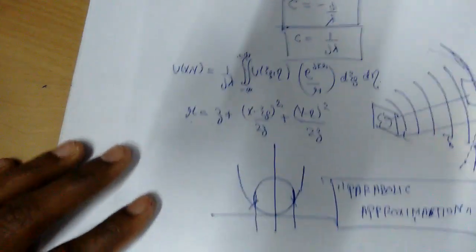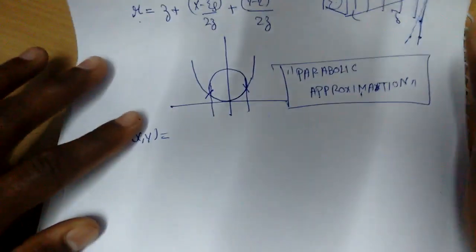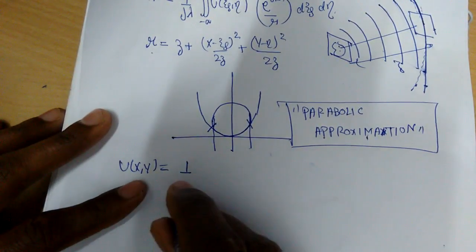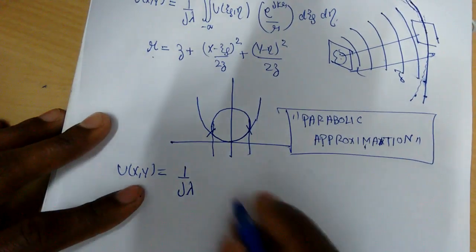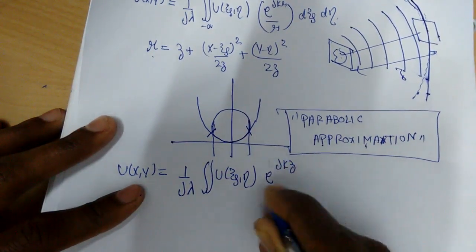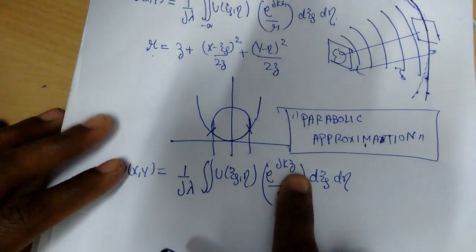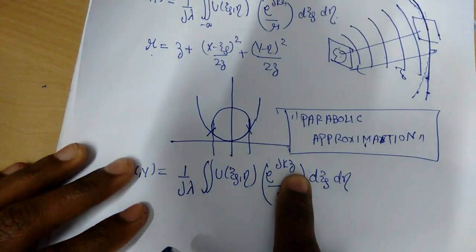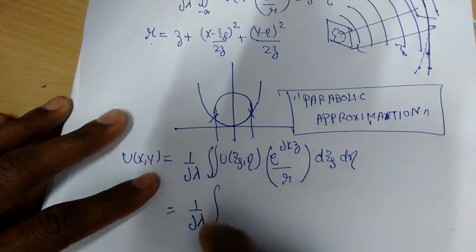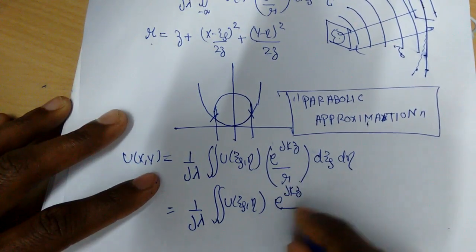Okay, so let me write down the diffraction integral for you once again, because I want to write this integral in a very beautiful form. Okay, so let me write down again. This was 1 upon j lambda double integral u of zeta eta e raised to power j k r divided by r d zeta d eta. This was the initial form, and after substituting the value of z here, so let me write down 1 upon j lambda u of zeta eta e raised to power j k z divided by z.